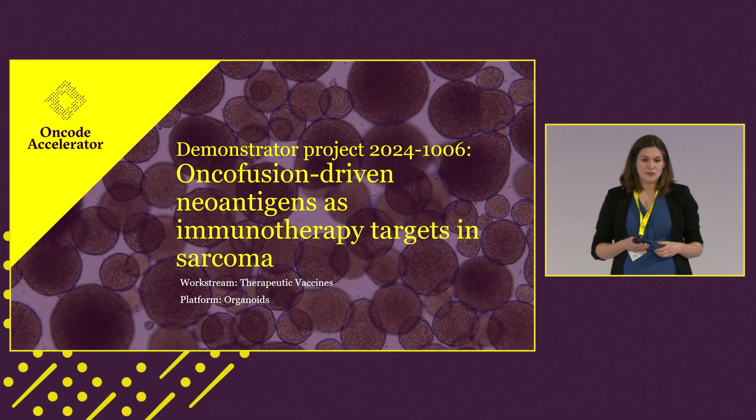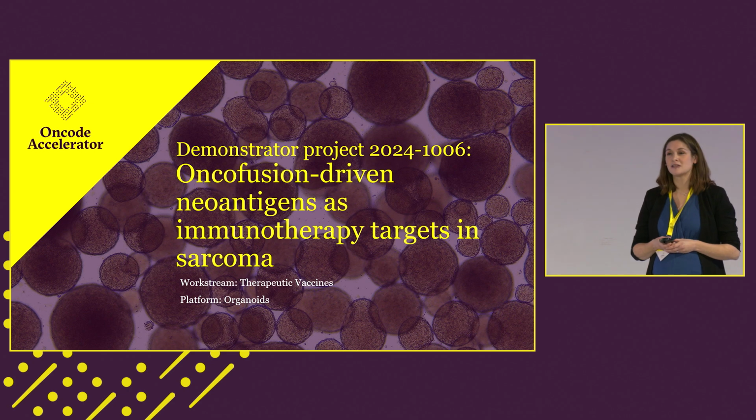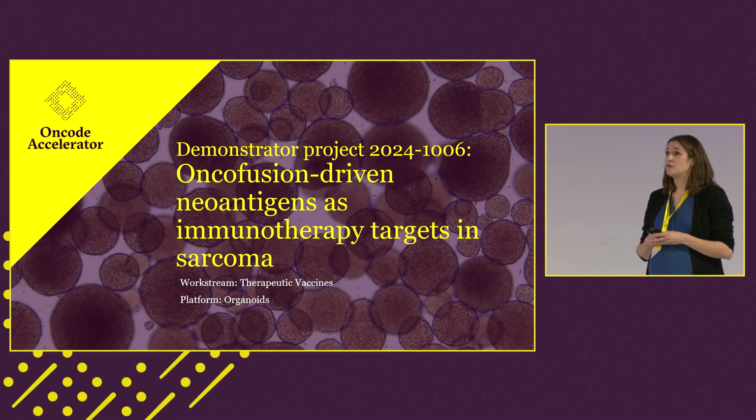So then about the Demonstrator Project, because of course this session is about Demonstrator Projects, to really show what we are now using these organoid models for. And the title of this project is Oncofusion-driven neoantigens as immunotherapy targets in sarcoma. And this is a collaboration between the therapeutic vaccines workstream and the organoids platform.